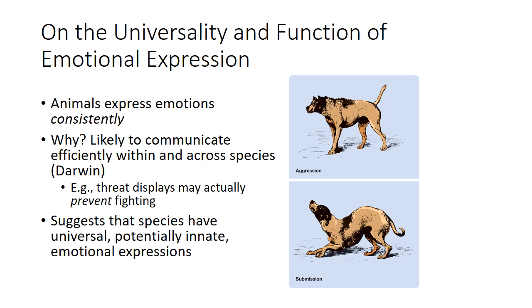So first, it's pretty easy to note if you just look around the world, and if you do it more systematically like biologists do, that animals express emotions pretty consistently. So within a species like dogs, they'll pretty consistently be able to express from dog to dog, and then across species as well, when they're happy, when they're aggressive, and when they're submissive. And you can see pictures of aggression and submission of dogs here on the slide.